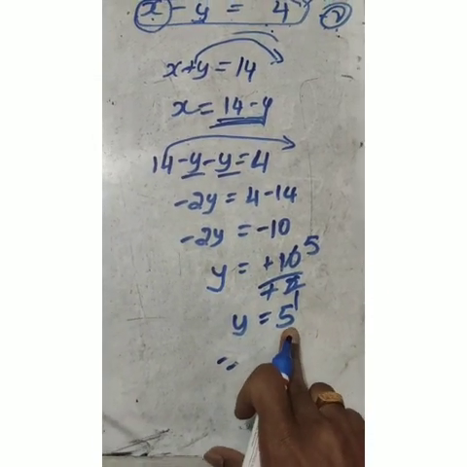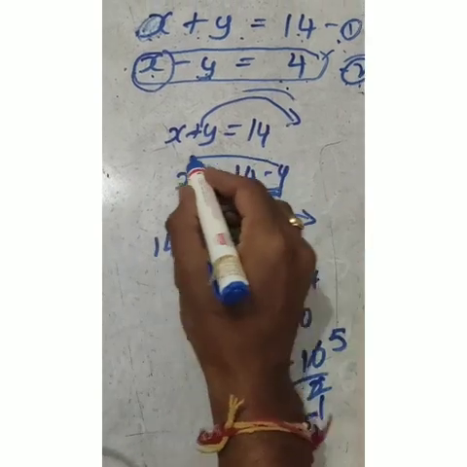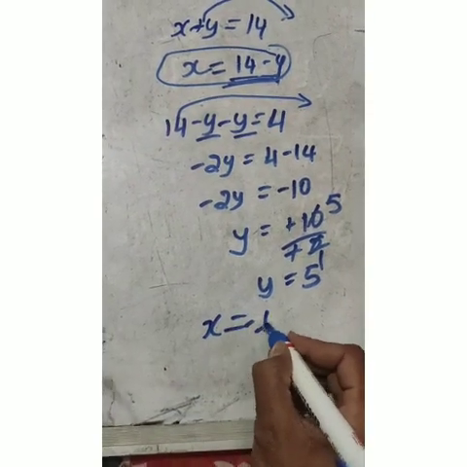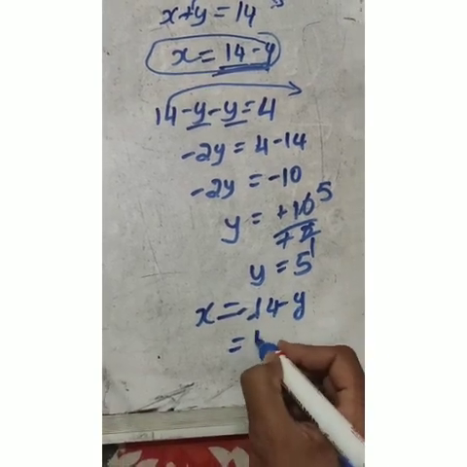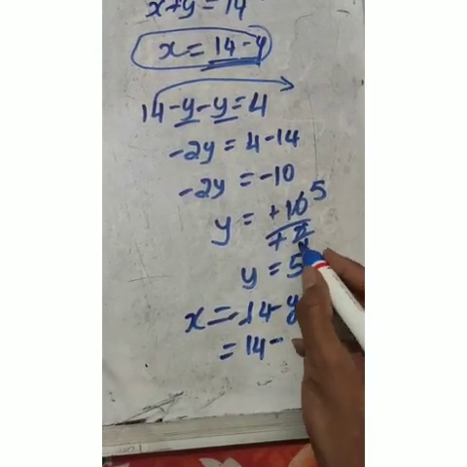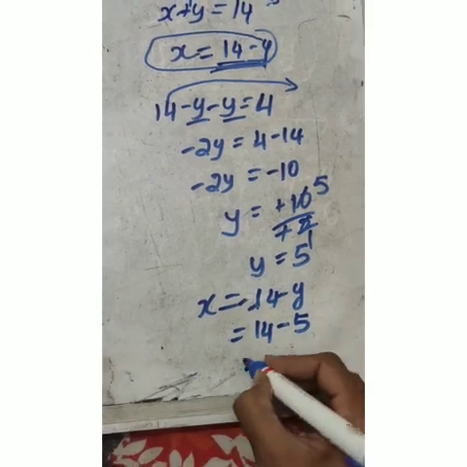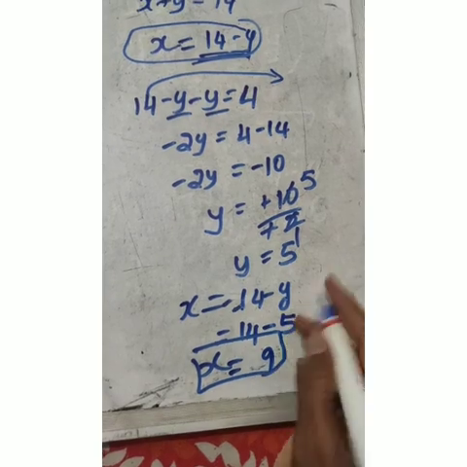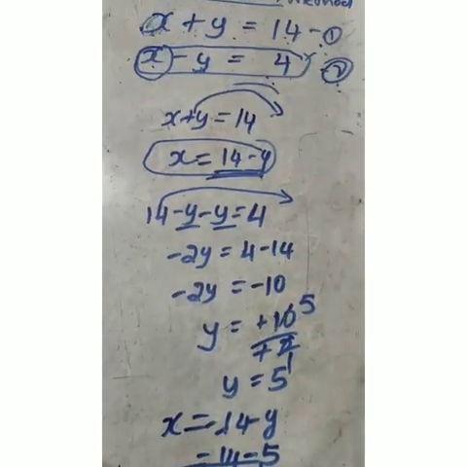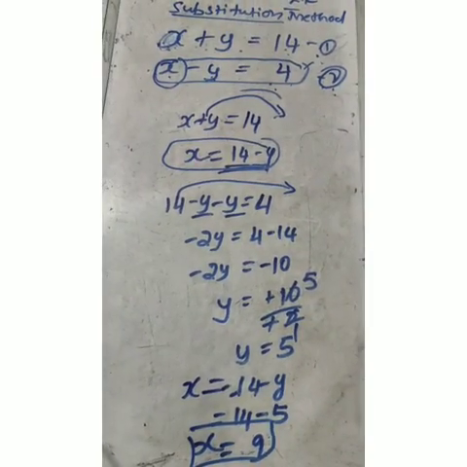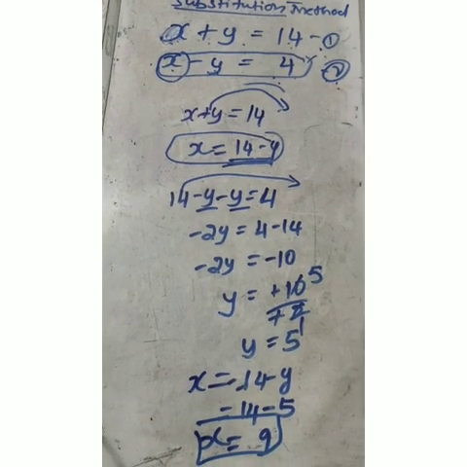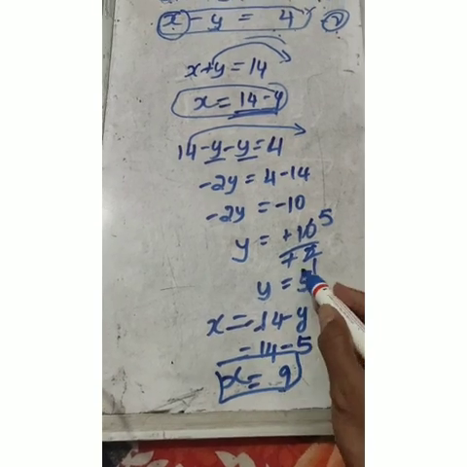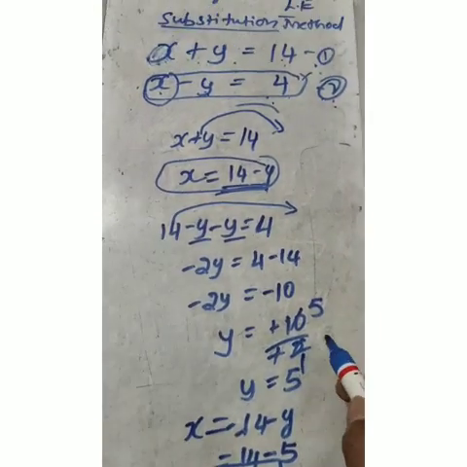We can substitute this into here. x is equal to what? x is equal to 14 minus y. 14 minus, what is the value of y? 5. 14 minus 5 is what? 9. The value of x is 9. The value of y is 5. In the examination, they ask to find the value of x and y, or they ask to solve the equation by the substitution method. We can go with this. The value of x is 9, y is 5. We can check it.